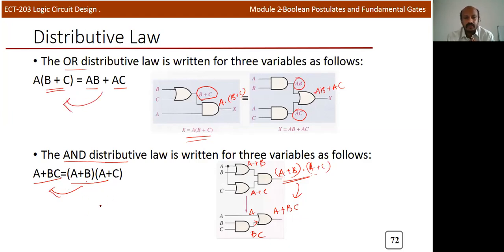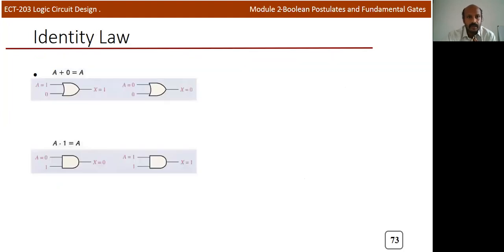And we can prove all these things later. Either you can use the truth table or by using algebraic concept we can prove, that we will discuss later. So this is distributive law. And now we'll discuss the identity law. Identity law states that a plus 0 is equal to a.